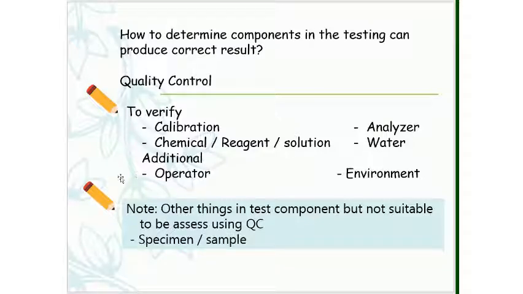However, QC is not suitable to verify the specimen or sample. This component needs to be verified using the total quality management activity. Additionally, QC can also be used to verify the operator and lab environment. If the operator is not performing the test in an appropriate way, the QC result may be wrong or violated. For environment, if the temperature is not suitable for the test, usually we need a temperature-controlled room, it can also affect the QC result.